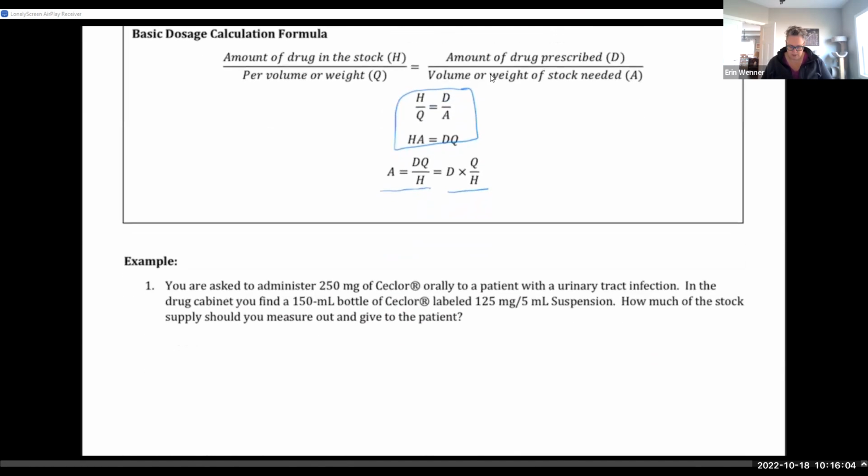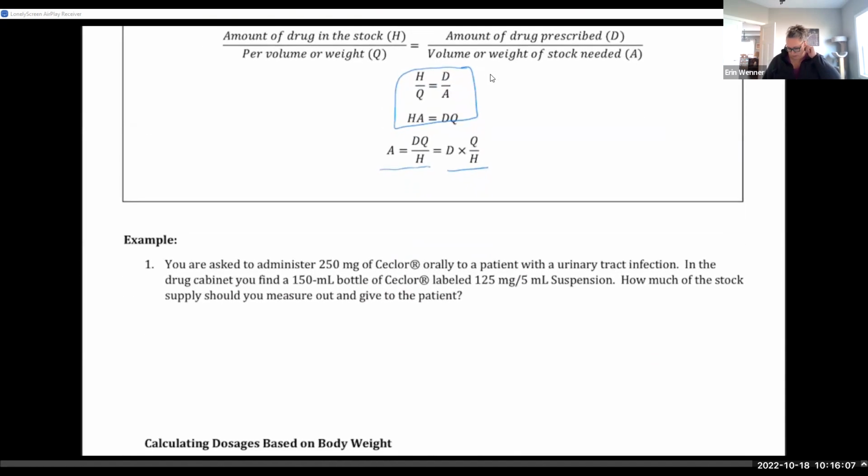So number 1 says you were asked to administer 250 milligrams of Cellcore orally to a patient with a urinary tract infection.